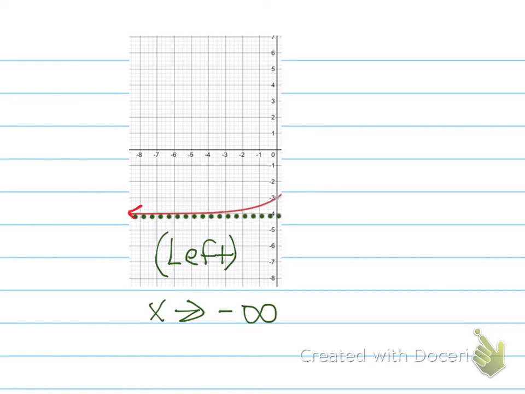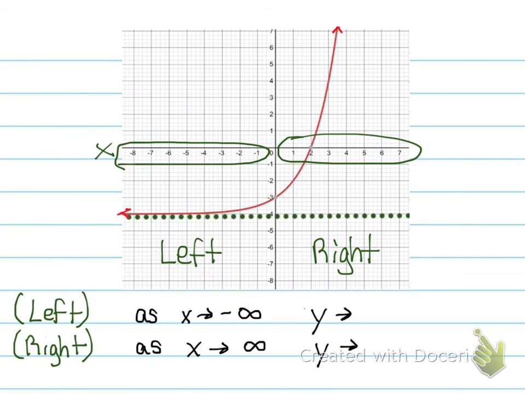Now, for the y values, you have to look and see what that arrow is doing. And as you can see, it's getting closer and closer and closer to that asymptote. My asymptote is at the number 4. So my y is going to approach 4 on the left side. So as x approaches negative infinity, y approaches 4.